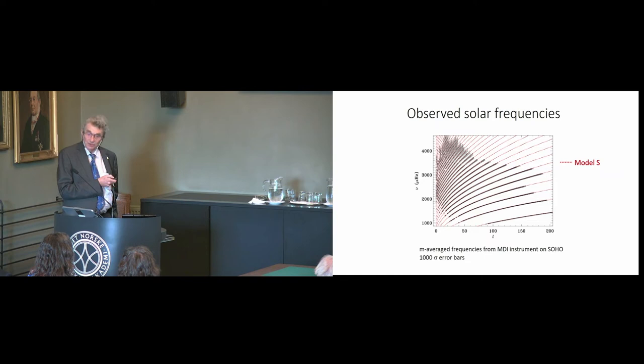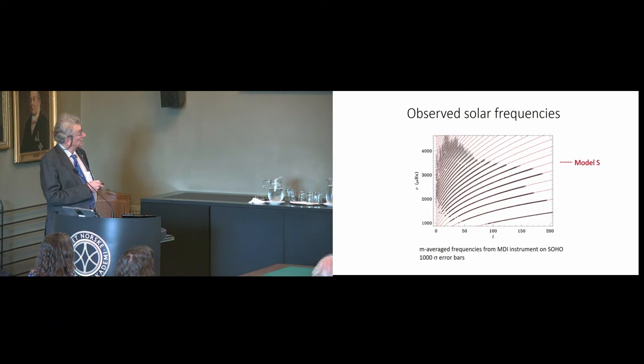And then again, as Roger did, we can take a solar model. This happens to be my famous solar model S. Somebody thought I should buy a Tesla Model S for my price. My wife didn't agree, so that's where we are. And you see, again, here you would say things look pretty good. The model agrees pretty well with the observations. But of course, we're talking about 1,000 sigma error bars.